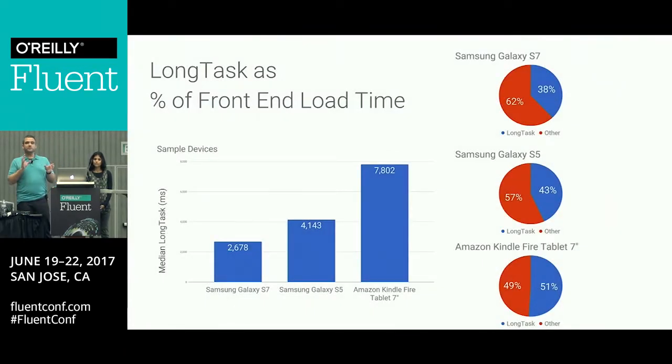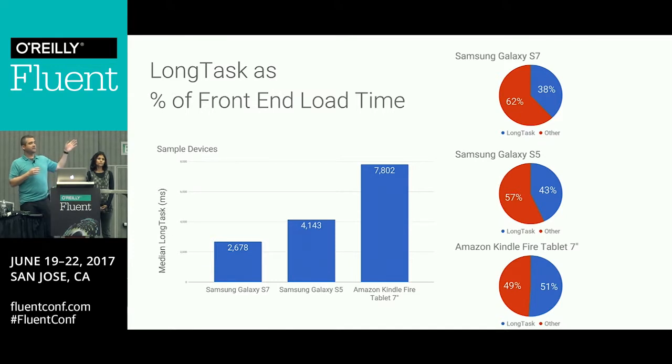And even amongst devices, different mobile devices have different characteristics. If we look at a very modern device like a Galaxy S7, and compare it to an older, less powerful, less costly device like a Kindle Fire tablet, for example, we see that these older devices are going to see a lot more long task time, in this case about 3 times the amount. And it also changes what's important during the page load process.